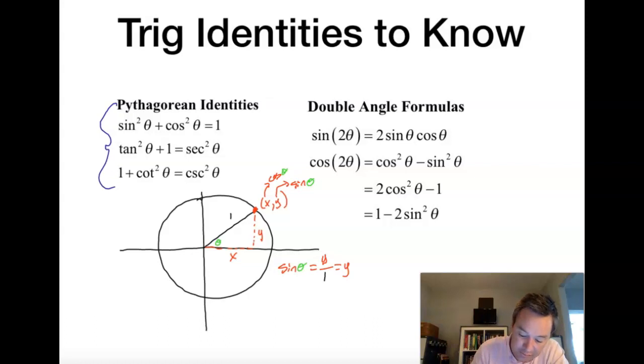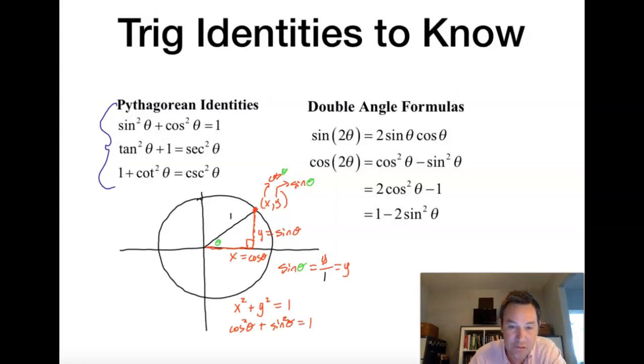And so now that we know that x equals cosine theta and y equals sine theta, and those are components of this right triangle that we have here, well, what do we know about right triangles? Their sides satisfy the Pythagorean theorem, right? So therefore x squared plus y squared equals 1 squared, which is just 1. And I know that x is cosine theta, so I can say cosine squared theta plus sine squared theta is also 1, just by substitution. And so that's where that first Pythagorean identity at the top comes from.